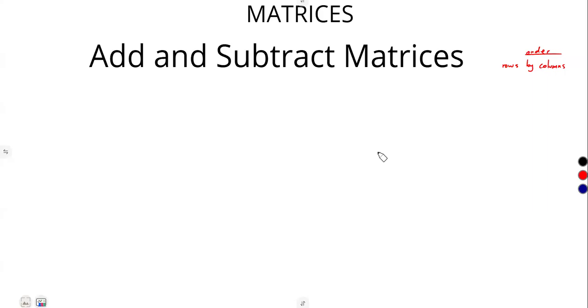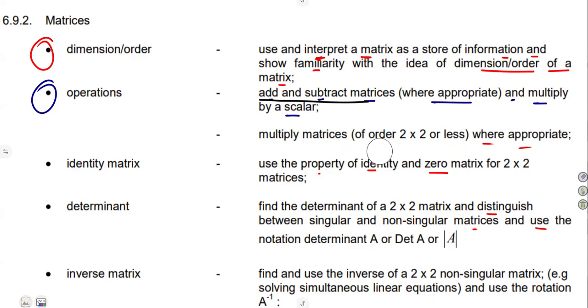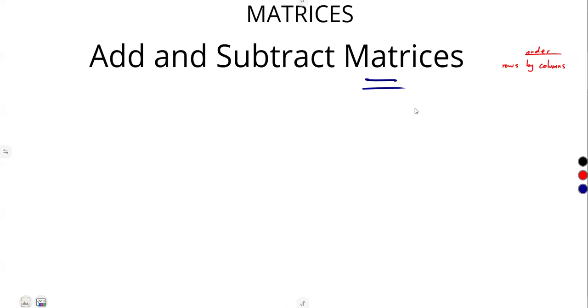So in this case, we are going to continue with our matrices: add and subtract matrices. According to the syllabus, like I said in our introduction, in order for you to add or subtract matrices, it is considered where appropriate, meaning to say in other conditions, you cannot add or subtract matrices, all right? So how do we perform the addition and subtraction of matrices?